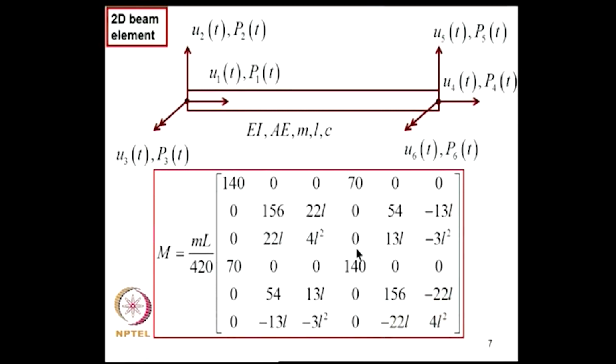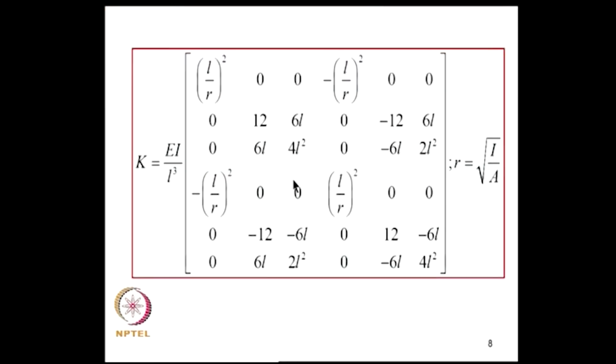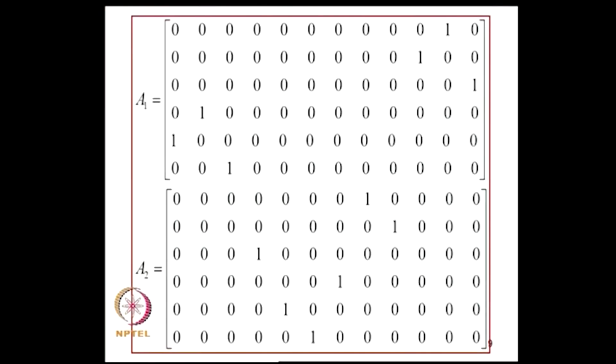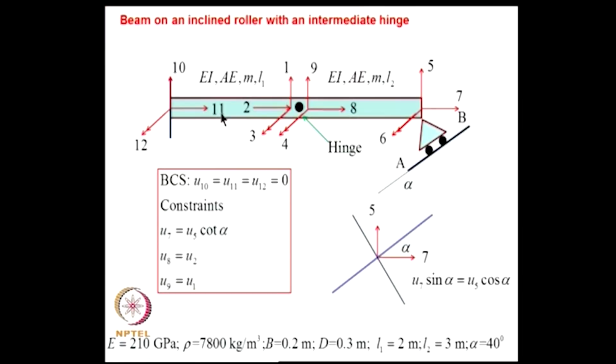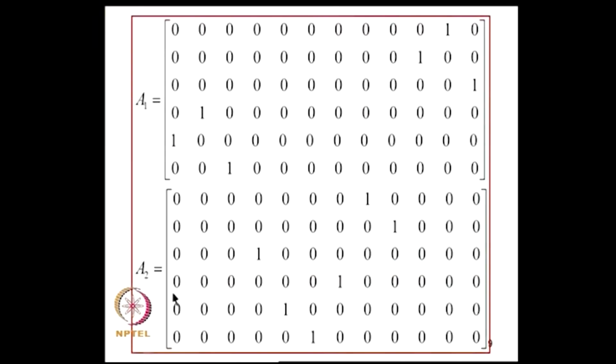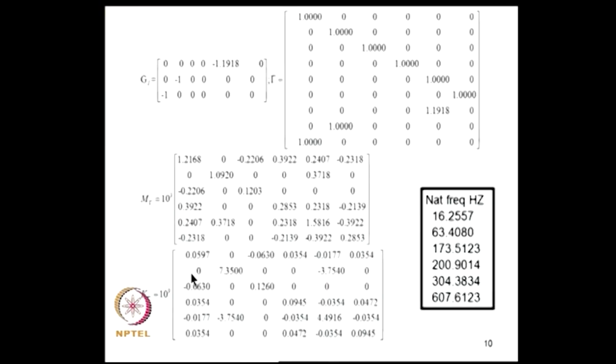So, coming back to the numerical example, we have this beam element, this is the mass matrix, this is the stiffness matrix, which we have done in the previous class. So, we will now assemble. There are 2 elements here, 1 and 2. So, I will construct the A1 A2 matrices which are shown here. Then G1 matrix is this, gamma matrix is this. So, if you now do gamma transpose m gamma, you will get m gamma, which is this matrix, and this is k gamma.